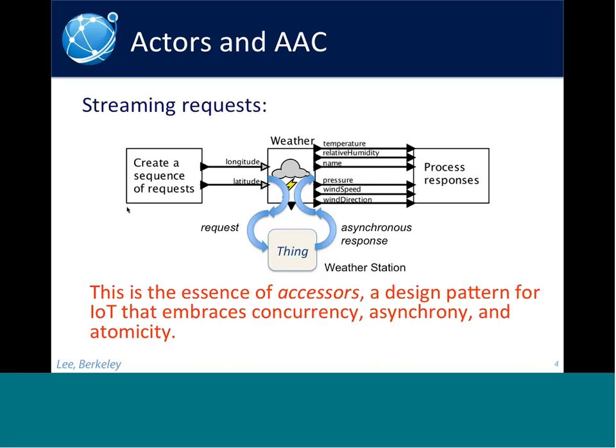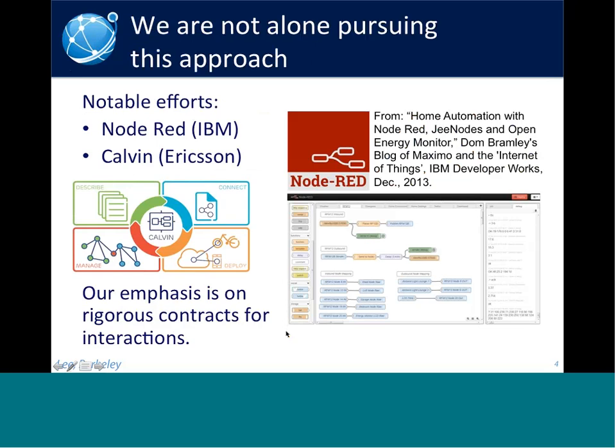It's a design pattern for the Internet of Things that embraces concurrency, asynchrony, and atomicity, okay? We're not alone in pursuing this approach. In fact, there are two rather nice projects out there, one that comes from IBM called Node-RED. This is a screen image. Node-RED has a visual editor that runs in a browser, so it's an HTML5-based visual editor where you stream together pieces of functionality in an actor pattern.